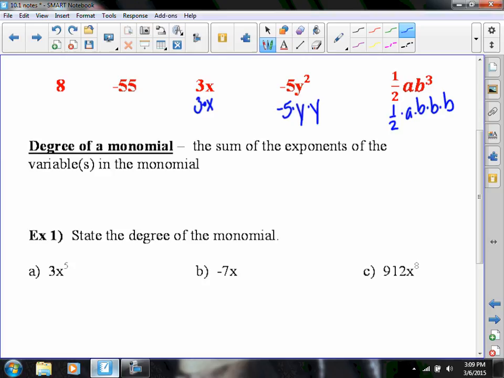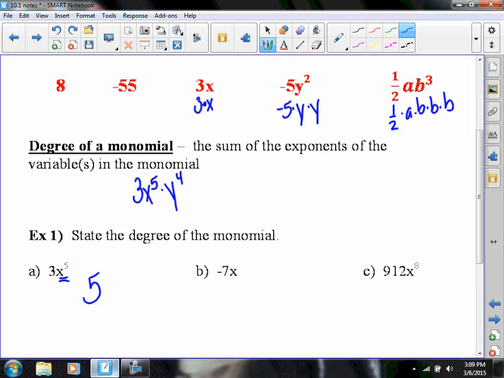Okay. So for part A here, the only variable we have is x, and it's being raised to a power of 5. We do have a 3 as well. So 3x to the 5th, that's our monomial. But the highest power is 5, and we don't have any other exponents to add with it. Now if we had something like 3x to the 5th times y to the 4th, then we would have to add those exponents together to get the degree. But here it's just x to the 5th, so my degree is going to be 5.